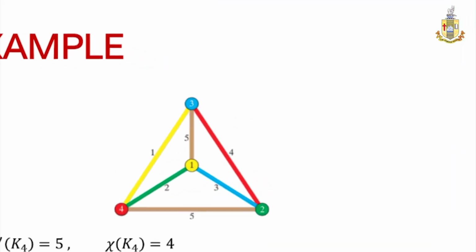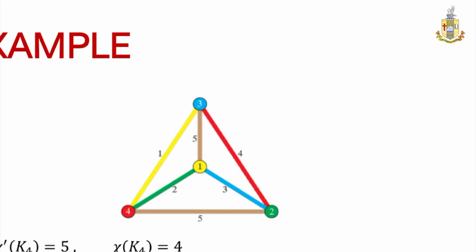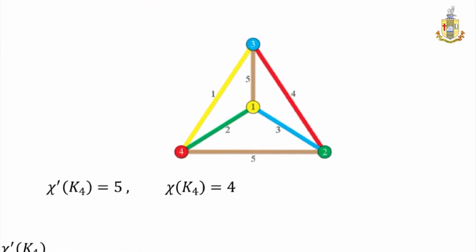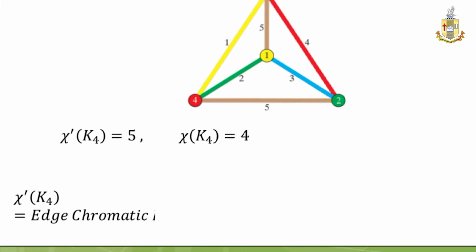So the minimum number of colors needed to color the edges of K4 is 5. Why? Because see here, the edge 1 3 and the edge 2 4 are non-adjacent edges, so they can be colored with the same color, brown. So the minimum colors needed to color the edges of K4 is 5. So the edge chromatic number of K4 is 5 and the vertex chromatic number of K4 is 4.